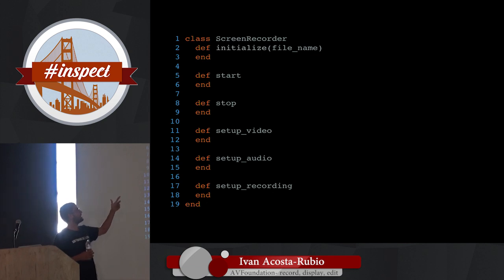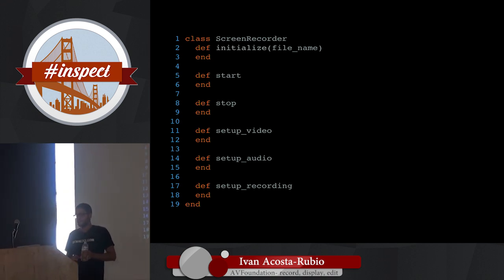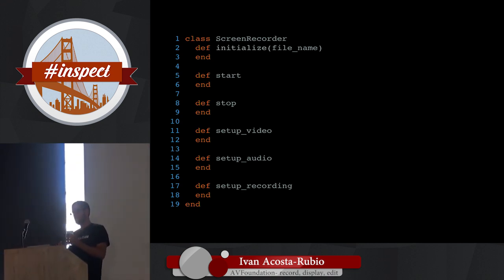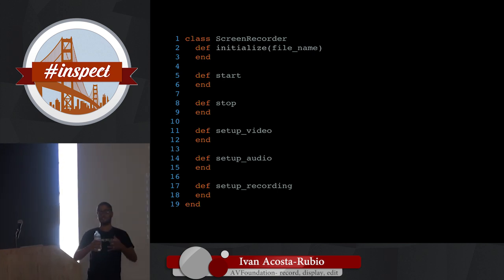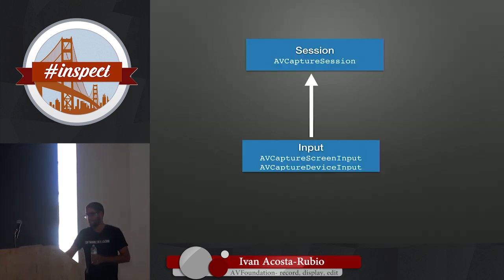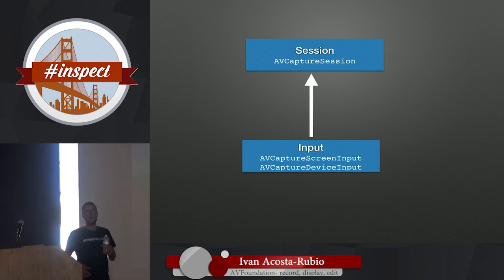You can see on top the start and the stop, and then we're going to talk about the whole AV Foundation thing. It's going to be on these three methods: first, we're going to set up the video, then we're going to set up the audio, and then we're going to set up the recording. So let's jump into that. But before we do, let me present the first three AV Foundation classes we're going to be seeing.